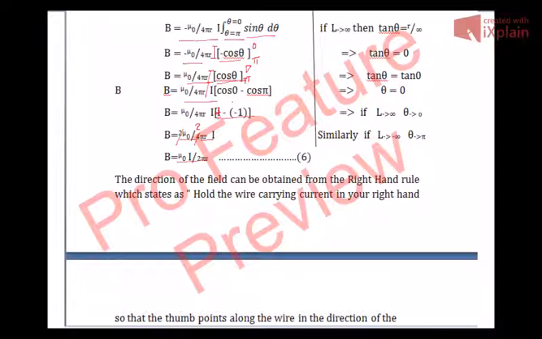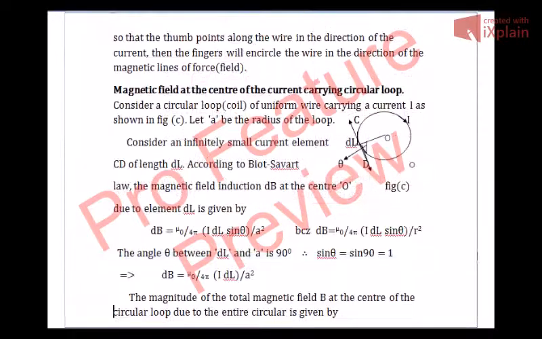Now the direction of the field due to this infinitely long wire can be obtained from the right hand rule, which states: hold the wire which is carrying current in your right hand so that the thumb points along the wire in the direction of the current.